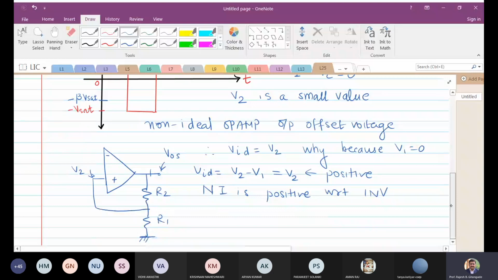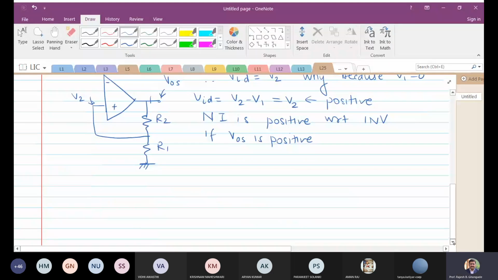So this is a condition if VOS is positive. If it is negative, in that case, VID will be negative. Have you understood this? We cannot say that VOS is always positive. VOS can be positive or negative.